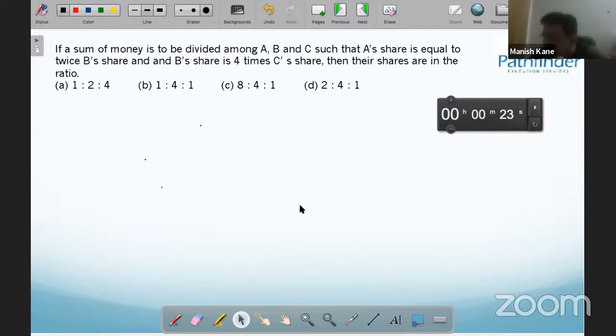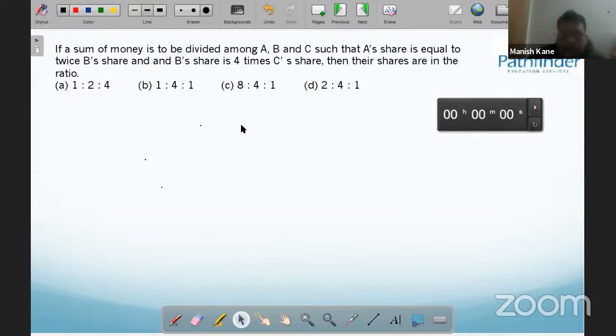Okay, so some of you I can see have got the answer. I'll just wait for 10, 15 seconds more and then start. So a sum of money is to be divided among A, B, and C such that A's share is equal to twice B's share and B's share is 4 times C's share. Correct?